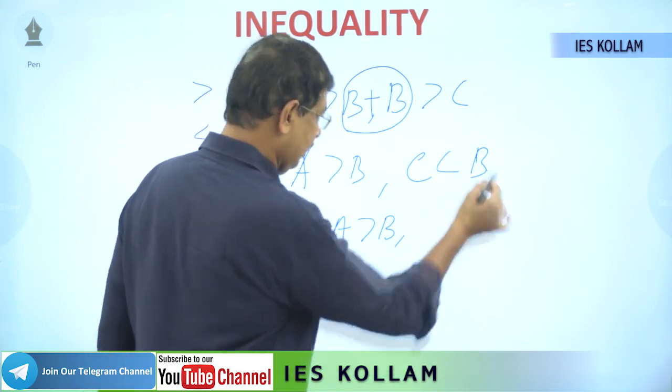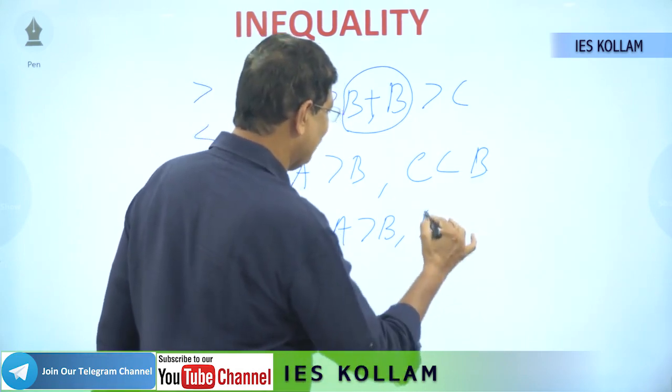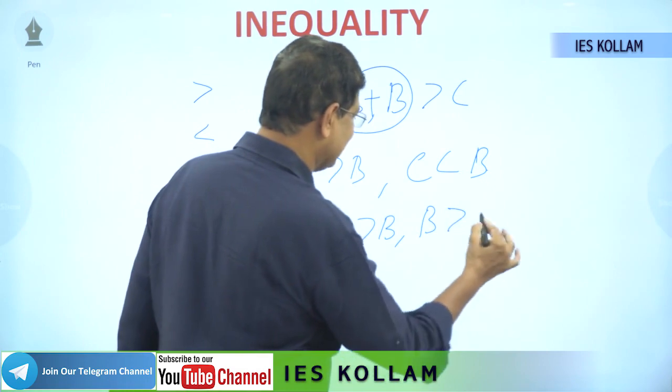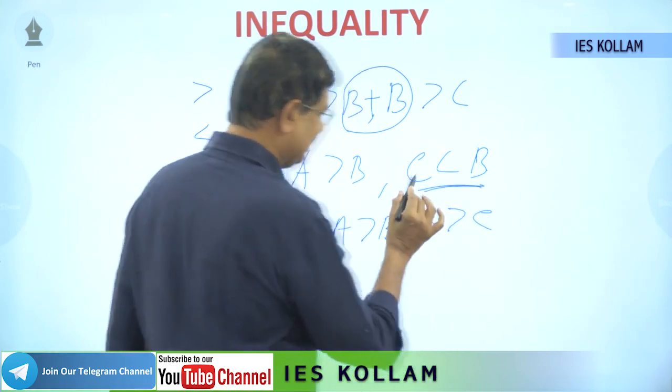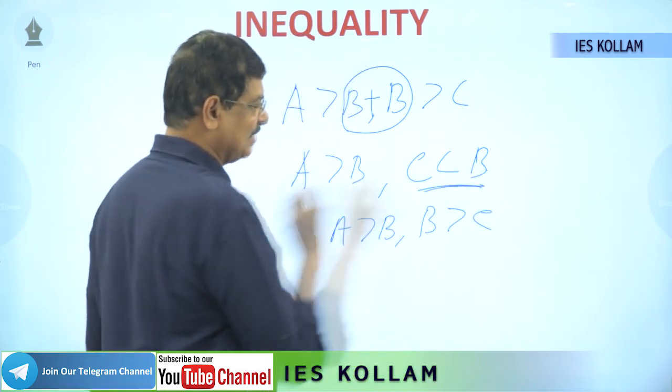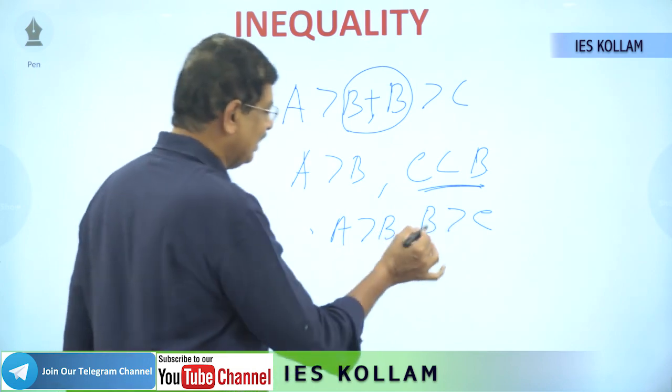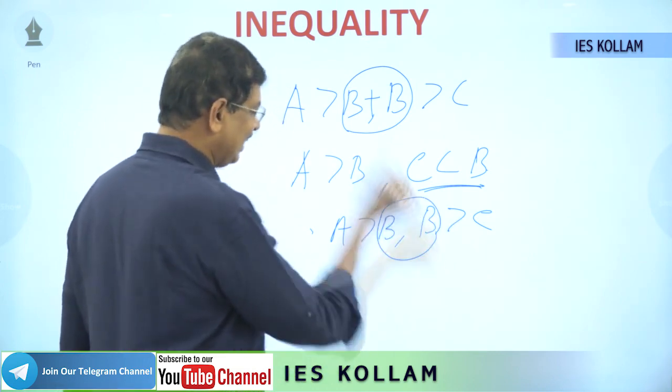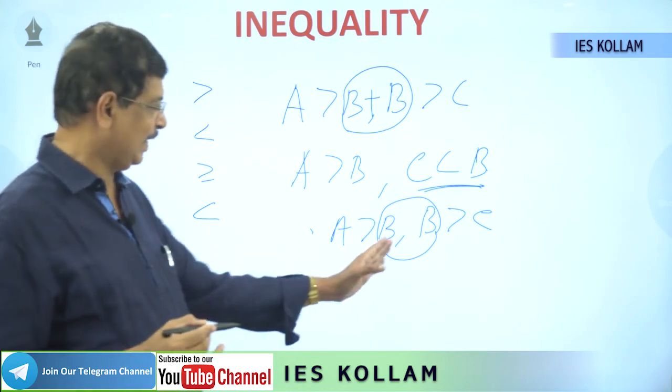Then this one we can inverse. Therefore, B greater than C. This way we can inverse. C less than B is B greater than C. Very simply we can write it. Therefore, the common term is in the center. That is the application of the common term.